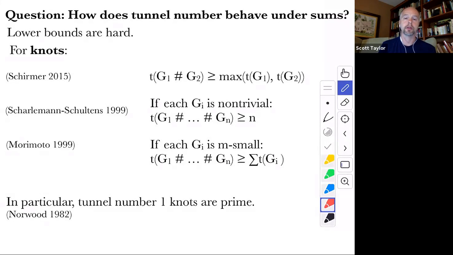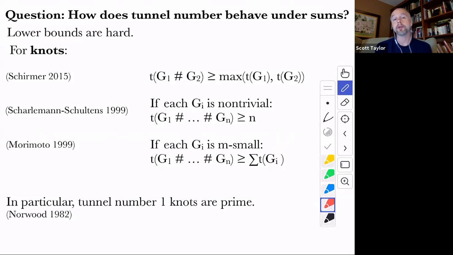Okay, well, what are some concrete lower bounds? Trent Schirmer showed that the tunnel number of a sum is going to be at least the maximum of the tunnel number of the factors. That's a fantastic result, but it doesn't really tell us if having more factors will drive up tunnel number. For that, we have to go back to the work of Scharlemann and Schultens from 1999, who showed that the tunnel number of the sum of n non-trivial knots is at least n.